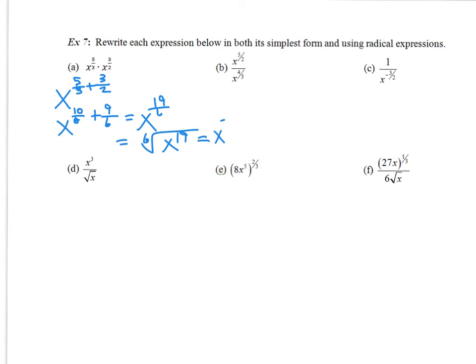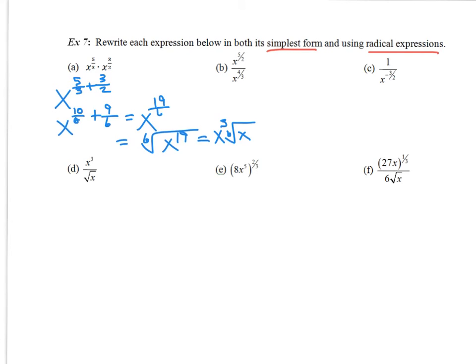Now to simplify that, there would be 3 groups of 6 factors of x. So we're going to take out an x cubed, but that would still leave us 1 factor of x underneath my 6th root sign. So remember that the question says simplify it in simplest form as an exponent and also as a radical.